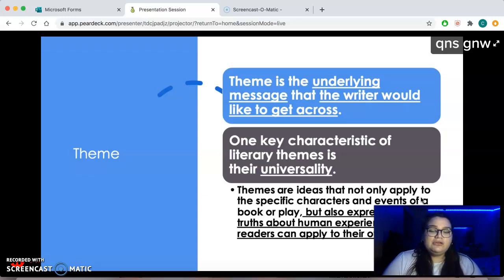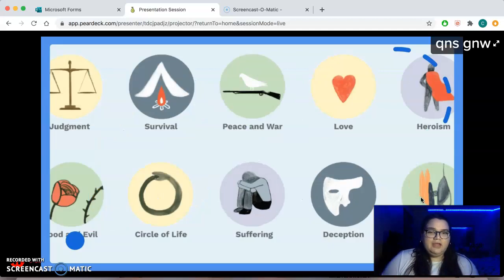Sometimes you need to use the clues that are given to you, things like the tone, things like the plot, right? To understand what's going on. And eventually you finish that text and you're like, oh, I understand what that message is, right? So themes are ideas that do not clearly apply to a specific character and events of a book or play, but also express a broader truth about human experience that readers can apply to their own lives. So remember, these are usually things that you can apply to your own life.